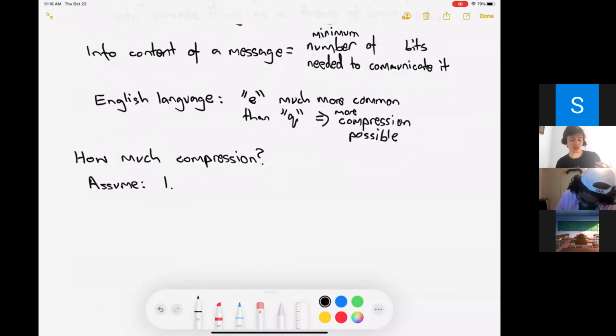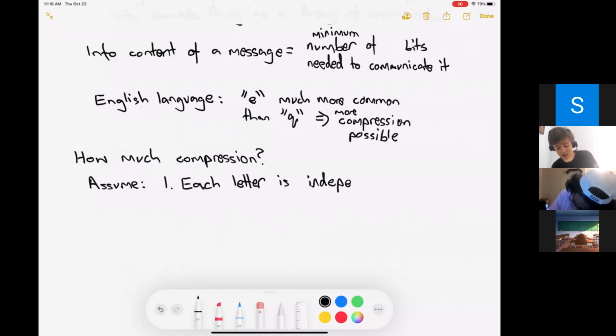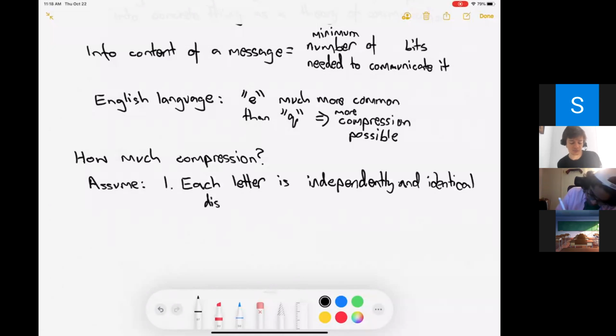So we're going to assume we have some message. It's built out of letters. And we'll assume that each letter in that message, so each E or Q or whatever it might be, is independently and identically distributed. Okay, this is called IID for short.